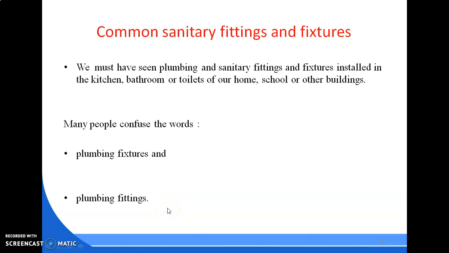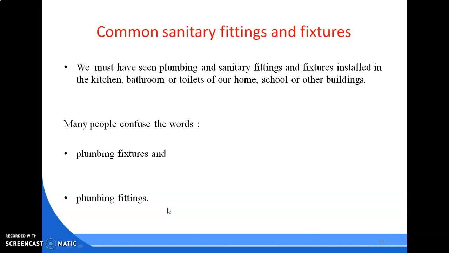Hello students, in the previous lecture we had discussed different types of drainage systems of a building, also the layout of the drainage system of a building. And in this lecture we are going to discuss the different sanitary fittings and fixtures of a building. Generally, the different sanitary fittings and fixtures are provided in our kitchen, bathroom or toilets, also in schools or in other buildings.